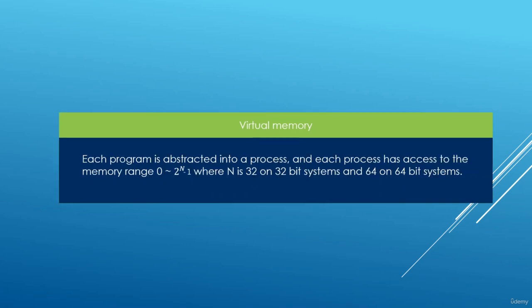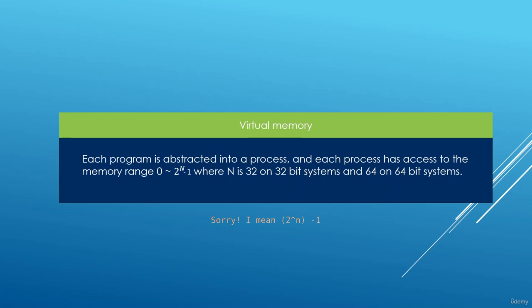Each program is abstracted into what we call a process. You can think of rooster.exe that we have been building as a process on the system. And each process has access to the memory range between 0 and 2 to the power of n, where n is the number of bits that your operating system supports. For example, I am on a 64-bit operating system, so the range for my memory is going to be between 0 and 2 to the power of 64, and that's a lot of memory. My program is going to think that it owns all, and it can never run out. It's going to do whatever it wants.